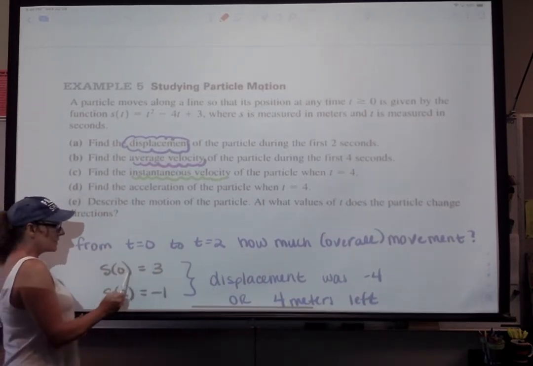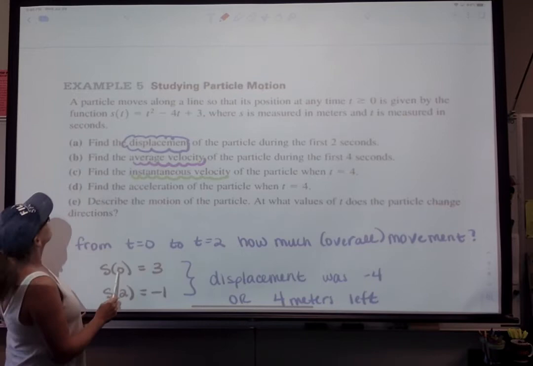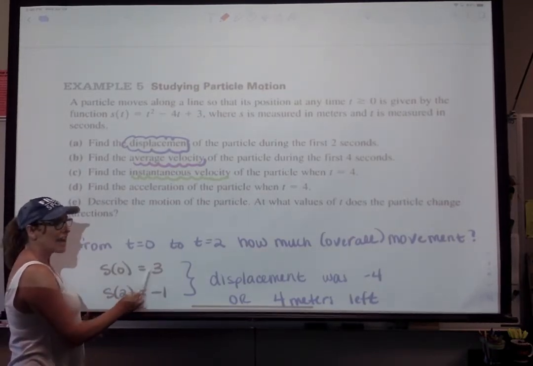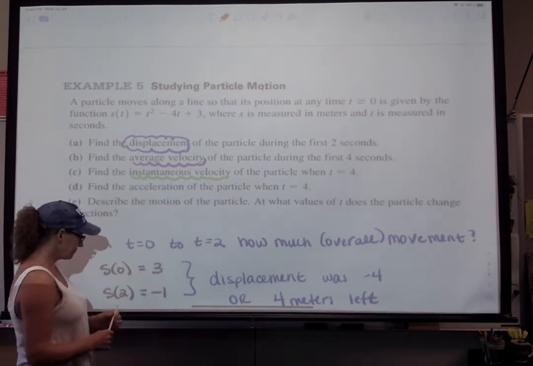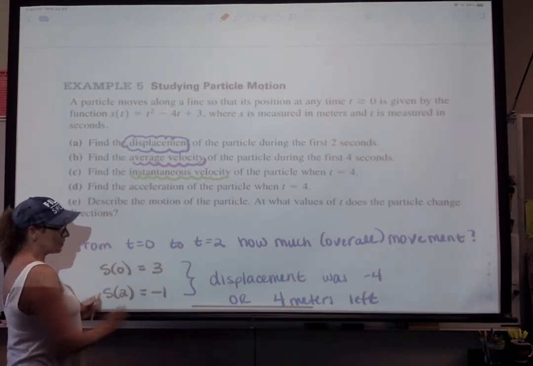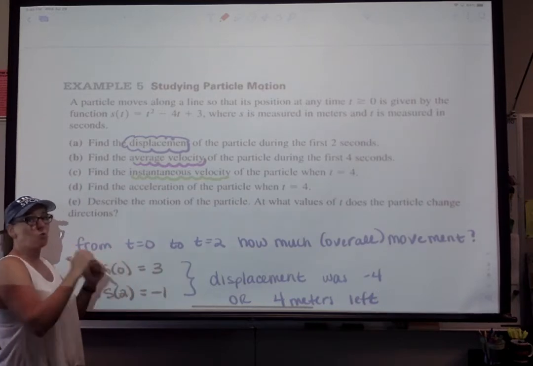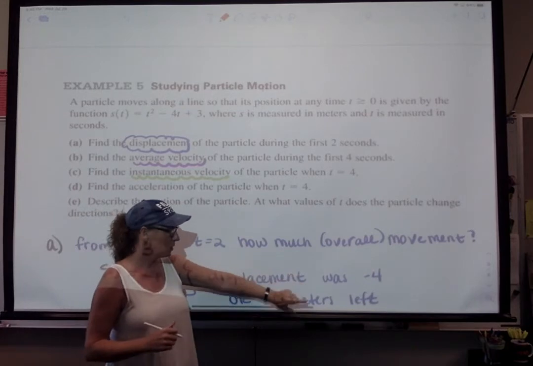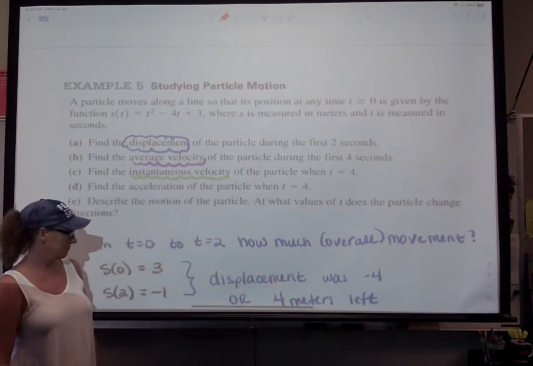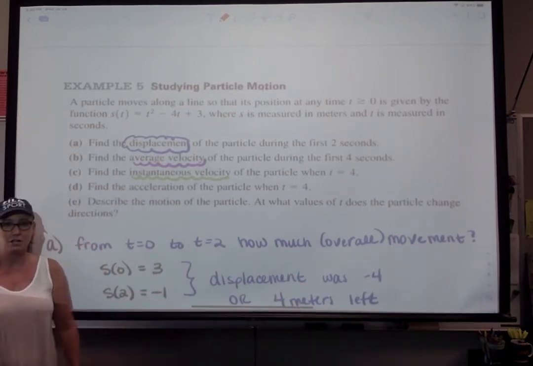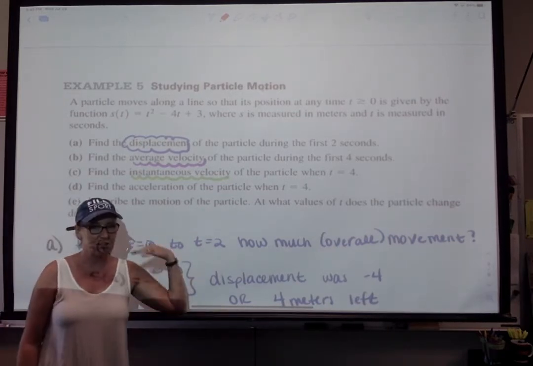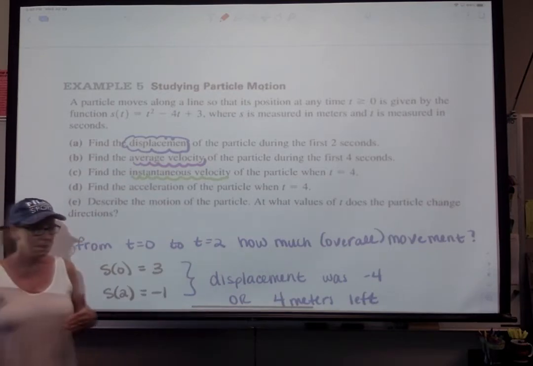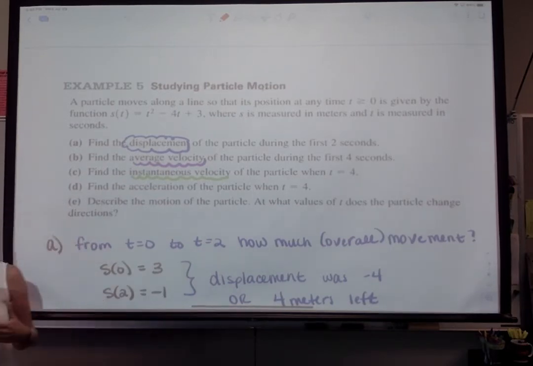So at time 0, what is it? This is a particle. At time 0, the particle was at 3 units. 2 seconds later, the particle ended up being 1 unit left of the origin. So overall, the displacement was 4 meters to the left. It went from positive 3 to negative 1. So think about a number line. It started at positive 3, and 2 seconds later, it was at negative 1. The displacement was negative 4.